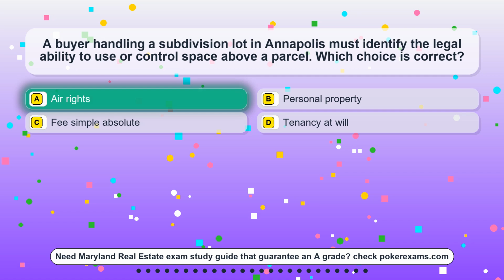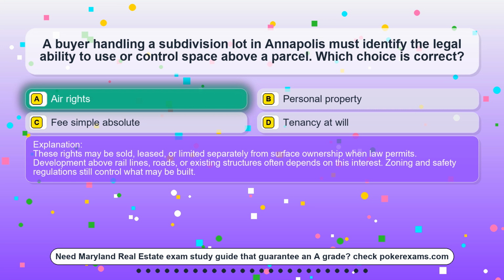The correct answer is option A, air rights. These rights may be sold, leased, or limited separately from surface ownership when law permits. Development above rail lines, roads, or existing structures often depends on this interest. Zoning and safety regulations still control what may be built.